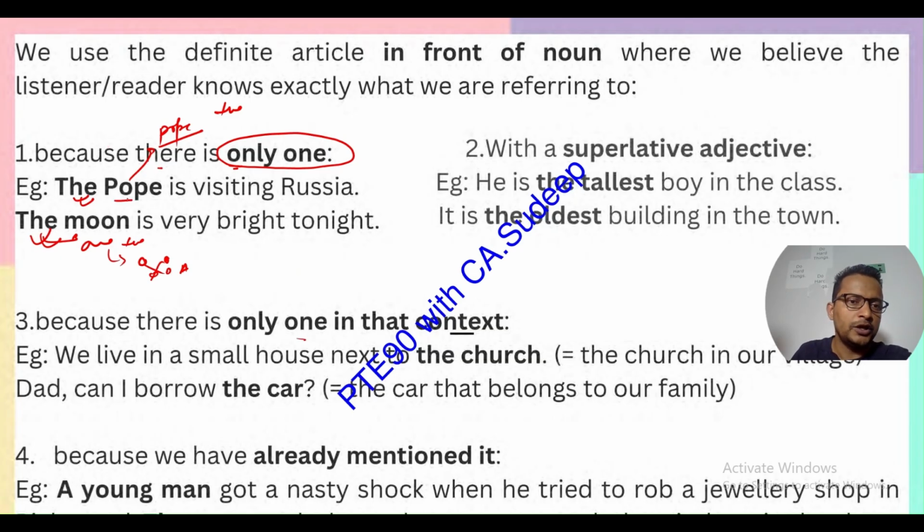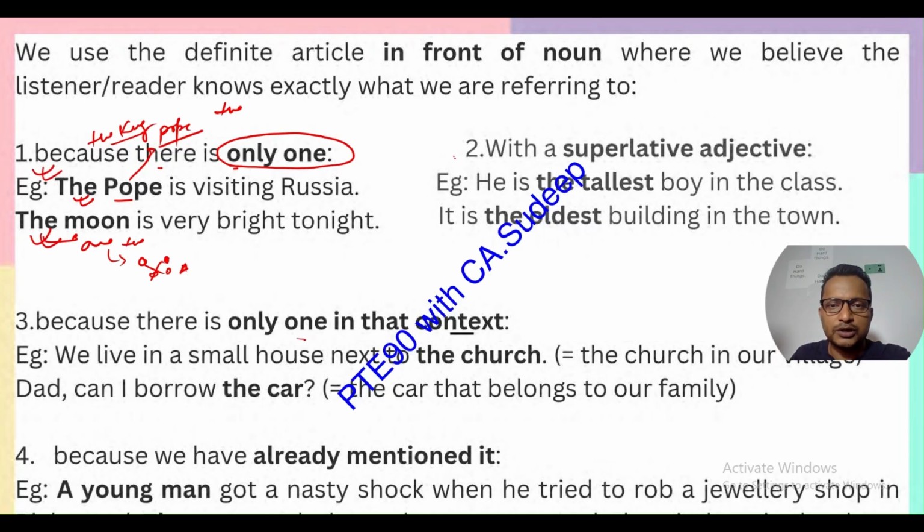For example, the Pope, the king, the king of the United Kingdom, meaning the king. The king is only one, right? So that's why the king. The president of the United States, the president is only one, right? That's why the president. If there is only one in the context, or only one in the world or universe, then you can put "the".